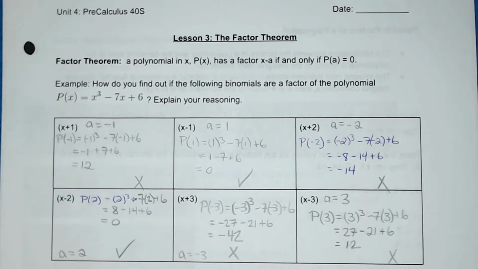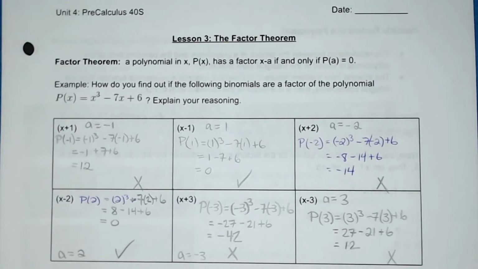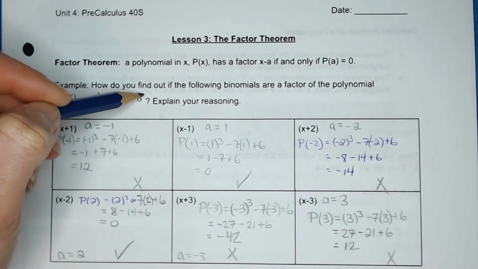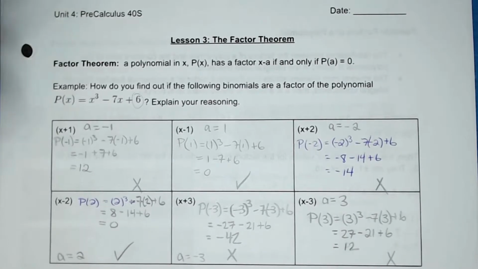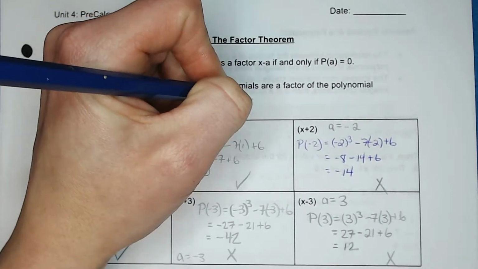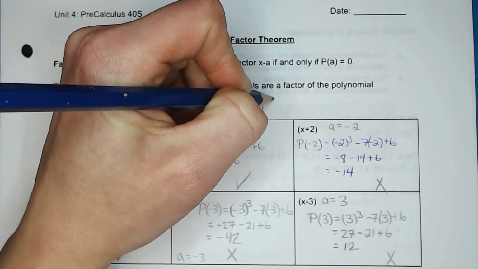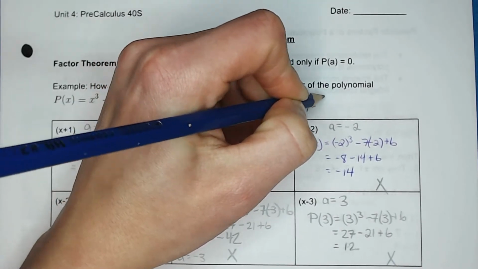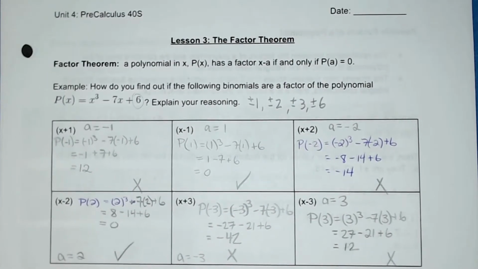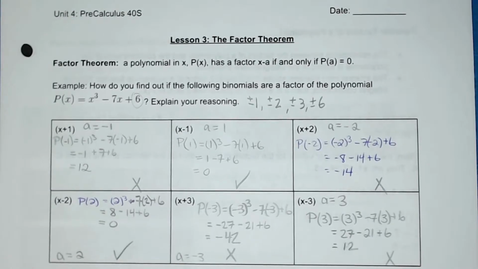So I have an example here with a bunch of different factors. And you might be wondering, why did I pick these specific numbers? We're going to talk about that shortly, but basically we're looking at the constant term in a polynomial and looking at what are the factors that can give us a positive 6. So our possible factors of 6 could be positive or negative 1, positive or negative 2, positive or negative 3, and positive or negative 6. So these are all possibilities to create binomials to see if they are a factor of that polynomial.